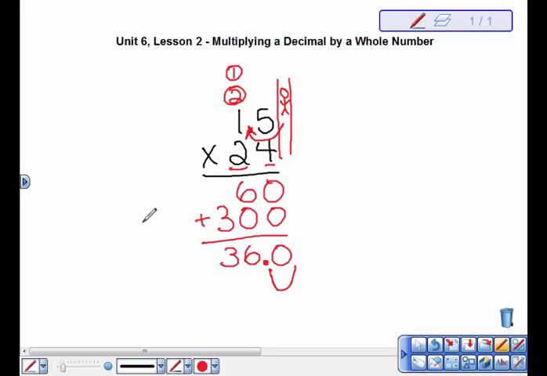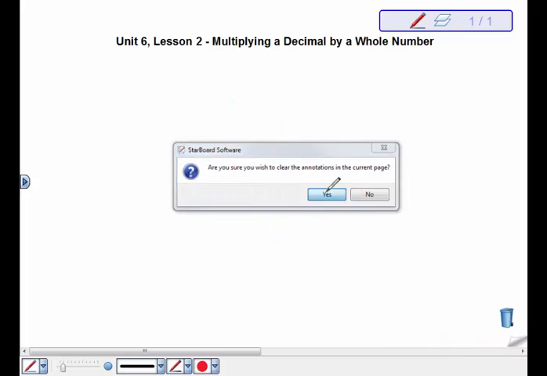Super easy. All you do is get rid of the decimal, multiply like if you were working with regular whole numbers, then you count the number of spaces over your decimal is located and move that number of spaces over in your answer. So for this problem, 1.5, if I put my decimal back, 1.5 times 24 is 36.0, or just regular old 36. Super easy, right? Wasn't hard at all. Let's try another one.